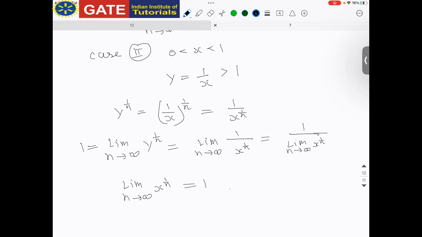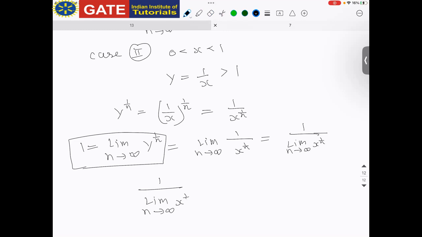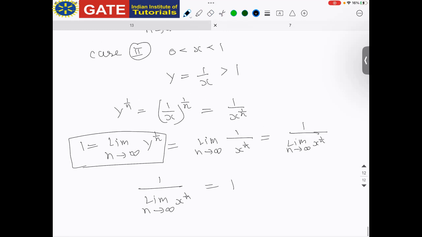So how do we come to know limit n tends to infinity x to the power 1 by n is equal to 1 from the previous case? Look at your limits. This box, this is 1, right? I will write it again. That is getting from 1. The limit is equal to 1, right? Now the denominator has to be 1.